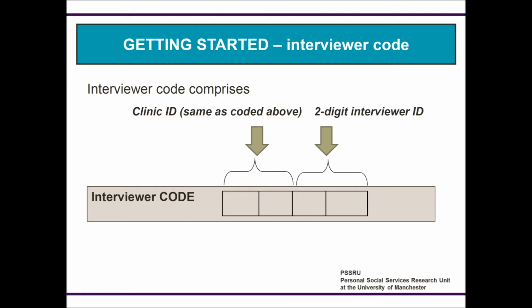Each interviewer should be allocated their own individual ID number. This will be a 4-digit number containing the clinic ID of 2 digits, followed by the interviewer's 2-digit number. The interviewer ID number will be allocated by the site coordinator. This will identify who has completed the questionnaire and ensure the appropriate interviewer is contacted to complete the follow-up interview.